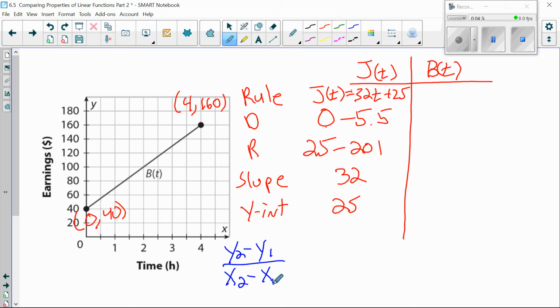Okay? And take this first point and take the y minus that y, 40, and do 4 minus 0. All right, so when we do 160 minus 40, we end up with 120. And we'll divide that by 4, we end up with 30. So our slope on the graph here is 30.